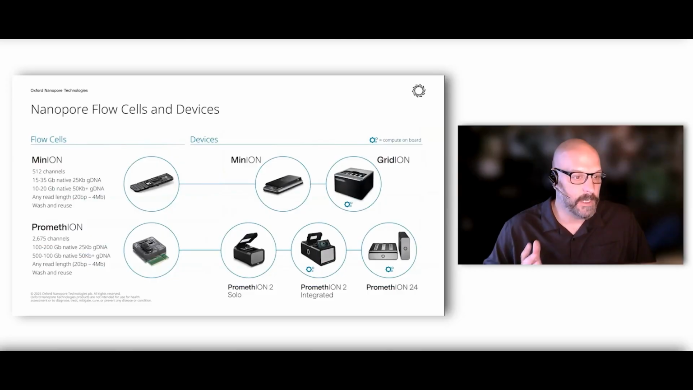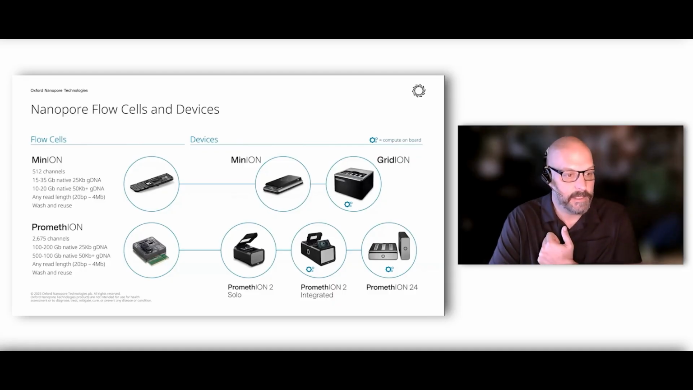We deliver the nanopores on 2 different flow cells, the MinION flow cell and the Promethean flow cell. The MinION flow cell has 512 channels and does about 15 to 35 gigs of genomic DNA output at 25 base pair reads, or ultra long reads, which are 50,000 base pairs or higher, and does about 10 to 20 gigs of output on that flow cell. Again, any read length, and you can wash and reuse the flow cell. The Promethean is about 5 times the size of the MinION with 2,600 channels and does over 100 gigs of output in the traditional 25 gig long read format.